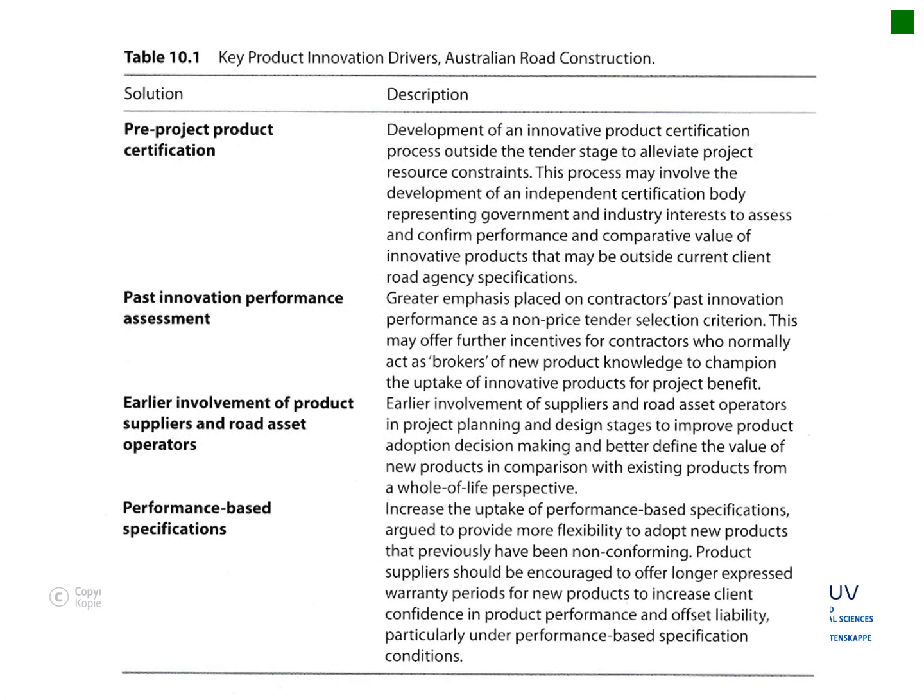Then they expanded on this, so please have a look at this. This table is extremely important for me as well. Pre-project product certification, past innovation performance certification, early involvement of product suppliers and road asset operators, and then performance-based specifications. And then it's explained here on the right. So I would want you guys to explain to me each of these points via this explanation.